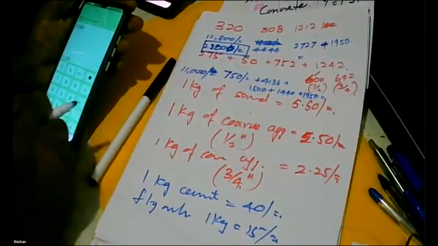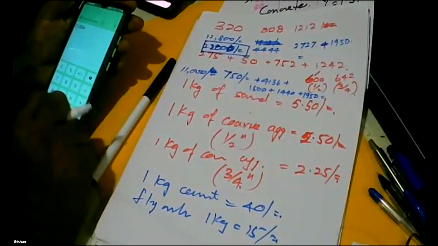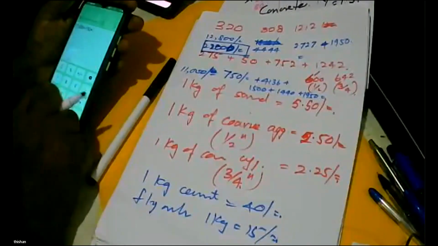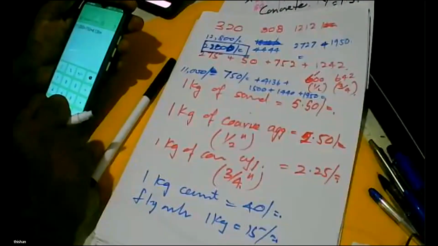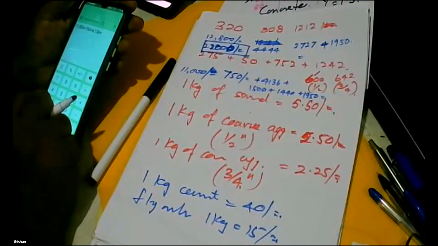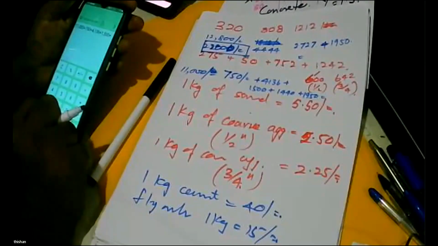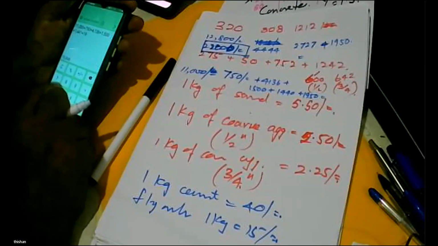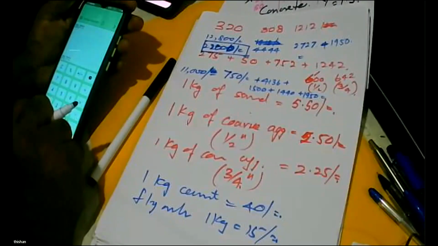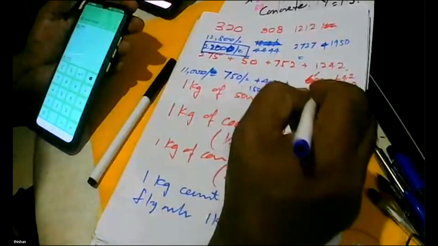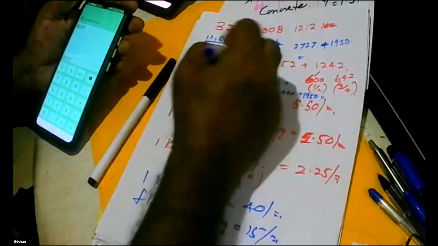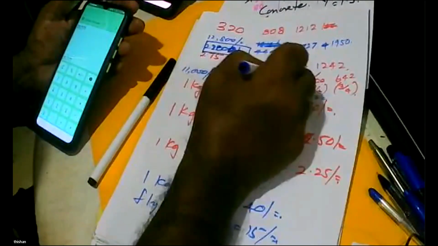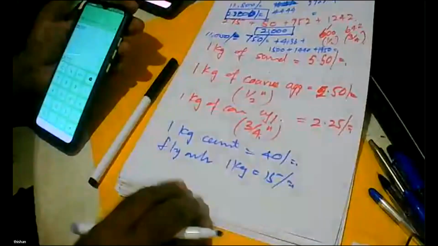11,000 plus 750 plus 4136 plus 1500 plus 1440 plus 1950. 21,000. So the second one is 21,000. 1,000 rupee saving per meter cube.